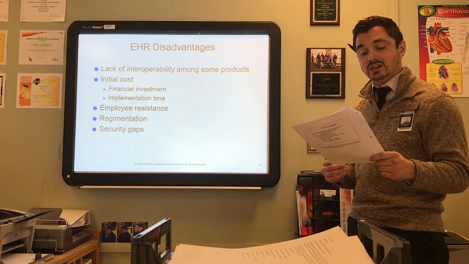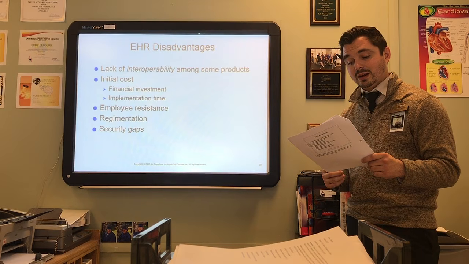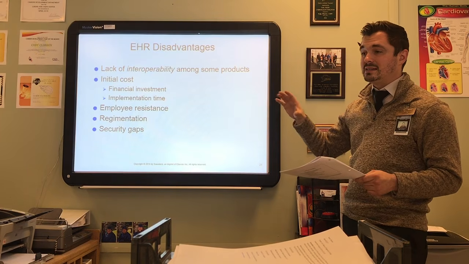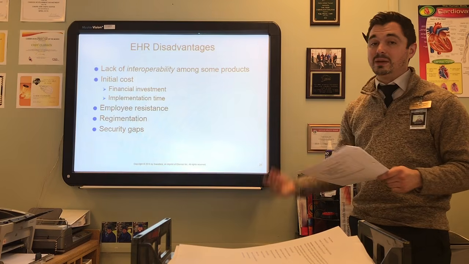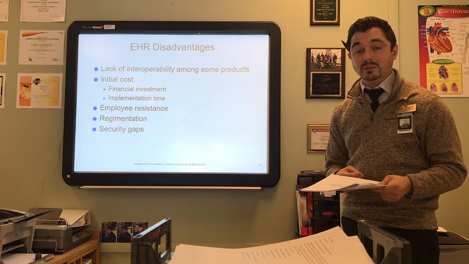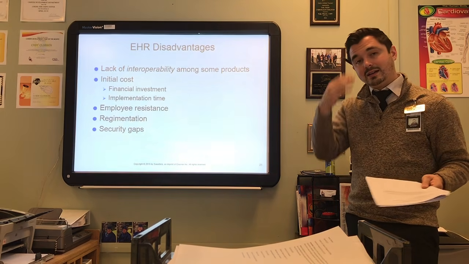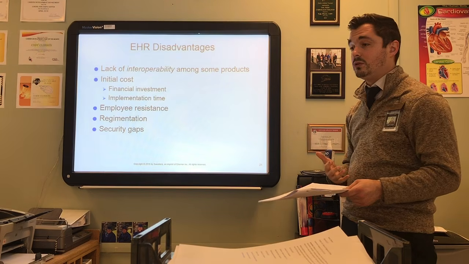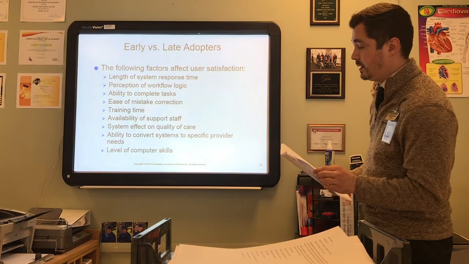If a hospital uses a different EHR system from that of the patient's primary care physician, the patient's health records may not be available to the hospital or vice versa. Some other ones which are less disadvantageous, I guess, would be initial cost. It's a big financial investment to get this up and running, and then it takes a lot of time to implement it as well. Employer resistance. You might have those employees that are comfortable with their jobs and the way that things were going with the paper medical records, and they might not want that change. Regimentation and security gaps are a couple more.